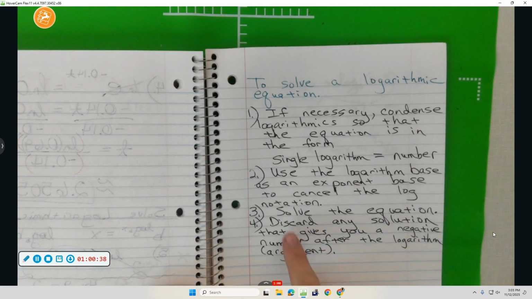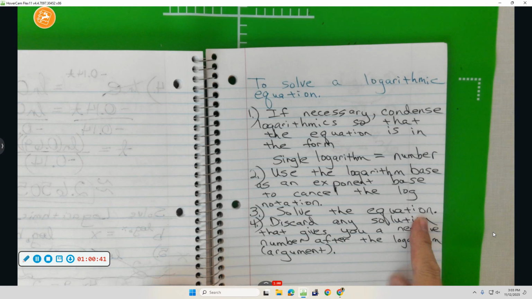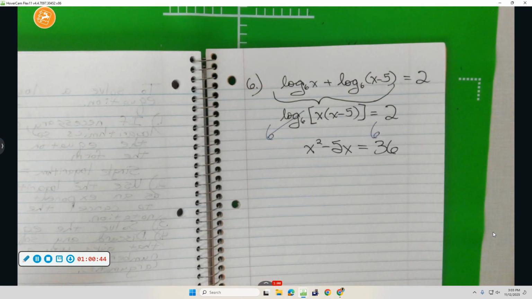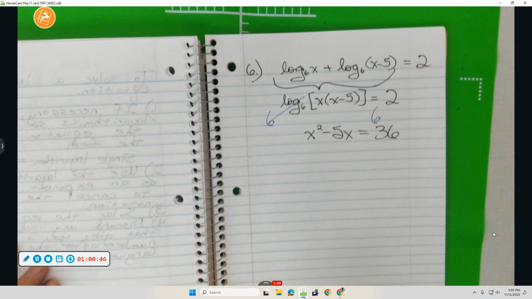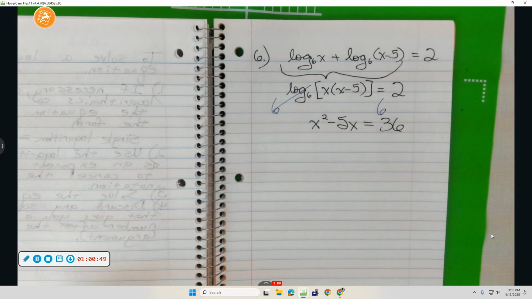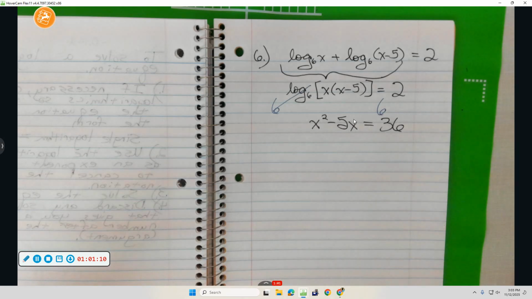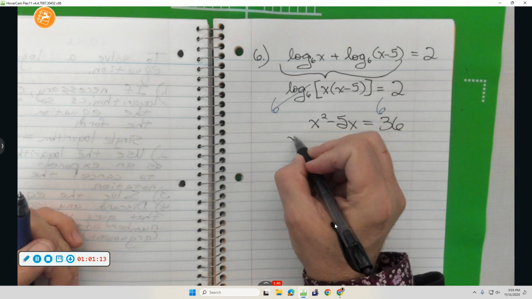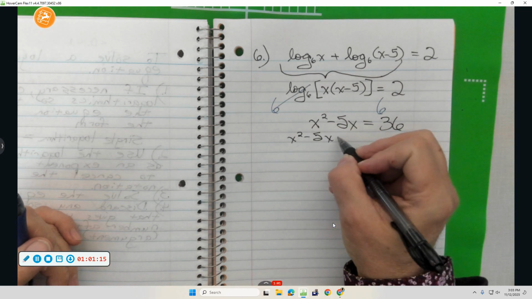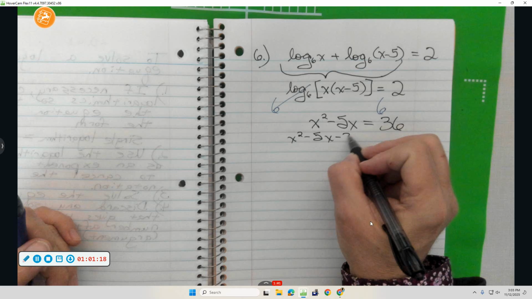So now we're ready for step number 3: solve the equation. In problem number 5, it was a linear equation with no exponents. Here, what kind of equation has an x squared? Quadratic, which means we need one side of this equation set equal to 0. Minus the 36. So we have x squared minus 5x minus 36 is equal to 0.